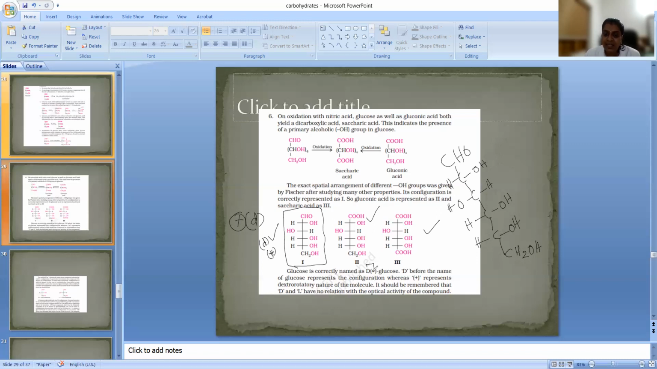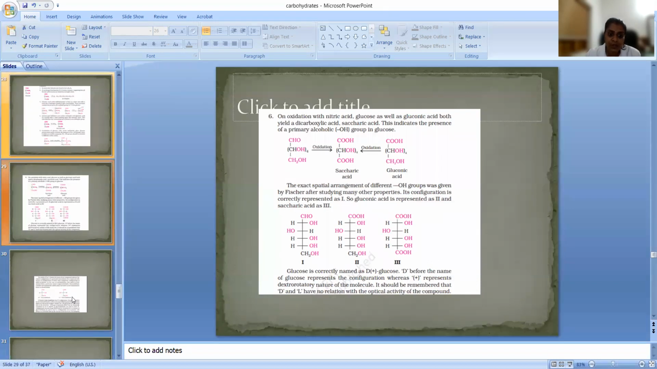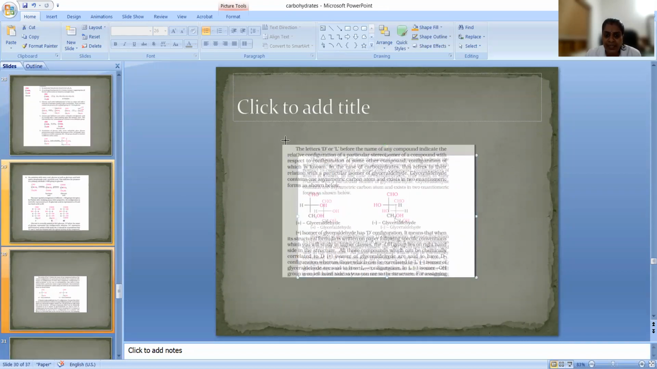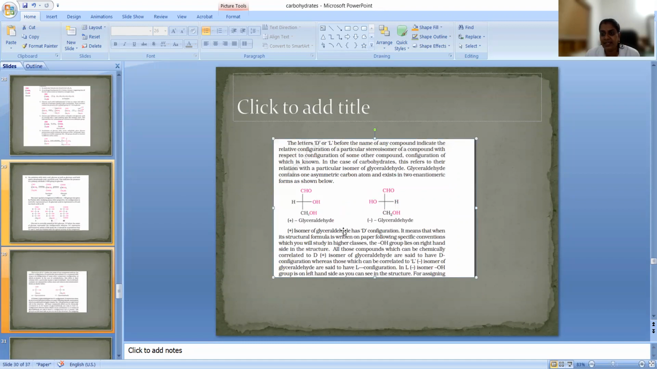So how will we assign a configuration? D is the configuration and plus will indicate the optical rotation. So how will we explain D? What is the configuration? There is an easy way to find out the configuration also. How are we finding out the configuration? Actually, we are comparing with glyceraldehyde. This glyceraldehyde we are taking as a reference compound to assign the configuration.